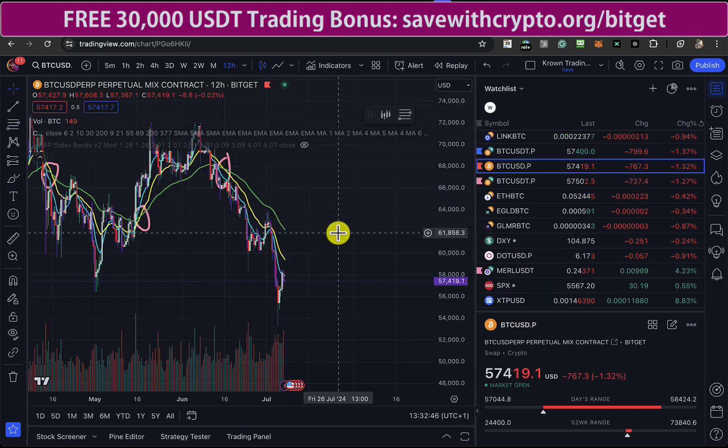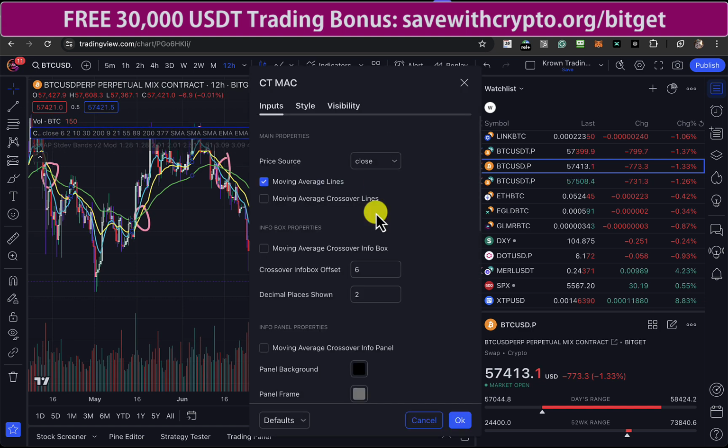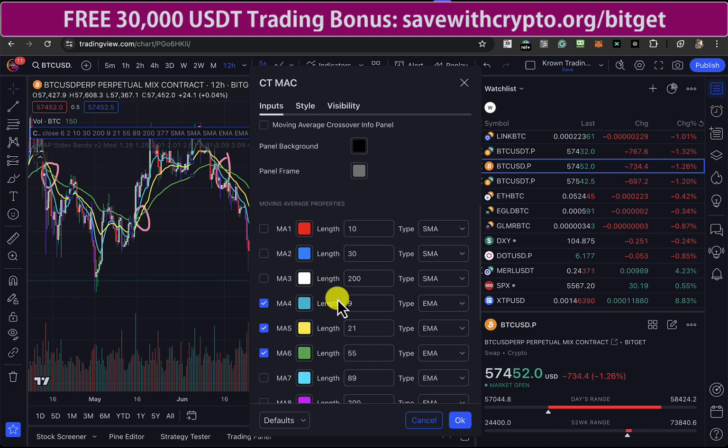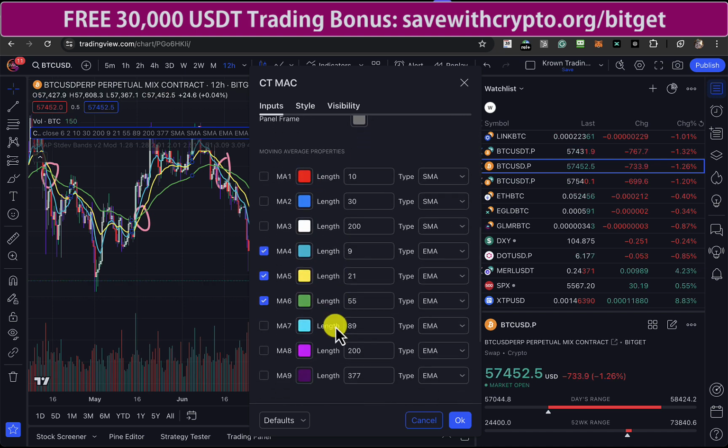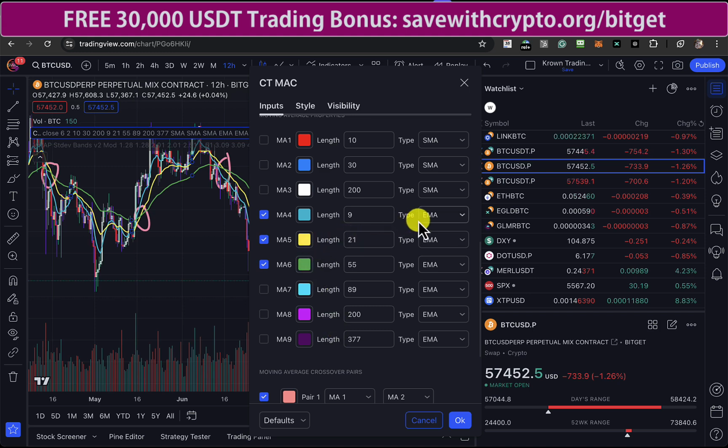Now, once you've got the indicator on there, there's a few things you need to do to make it look like this. So let's have a quick look at the settings. There was some kind of info box that I turned off, that was all I did there. Then I turned off a lot of these moving averages and just set these ones here: a 9 EMA with a cyan colour, a 21 EMA with a yellow colour, and a 55 EMA with a green colour. These are exponential moving averages.